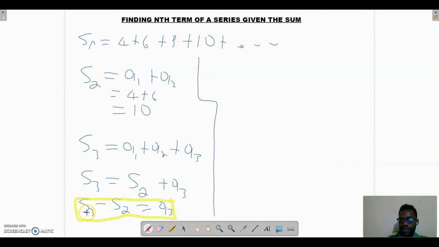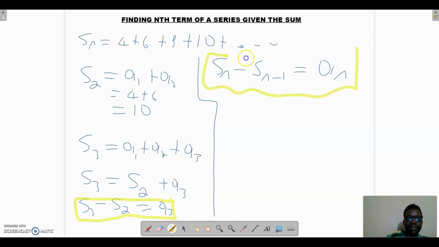Notice that the sum of the first three minus the sum of the first two gives me the third term. So in general, we can say that Sn minus Sn minus 1, where if n is 3, Sn is the sum of the first three and Sn minus 1 would be the sum of the first two, gives me the nth term, which is equal to an. Very powerful concept here.